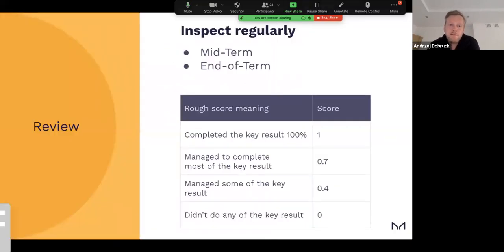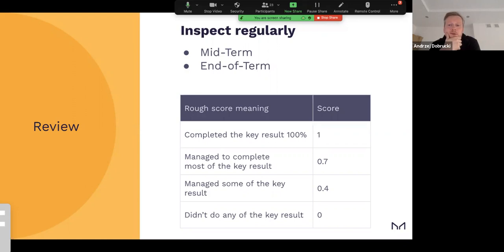Now, this third step is to review the OKRs, and that's usually done midterm and at the end of term, for example, a 3 month term. And then we're attaching scores. Again, I imagine at the beginning, when the company is still small and everybody's working together, we would need a review session where we're publicly attaching points to our key results.